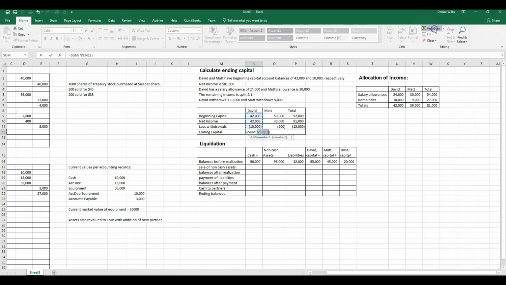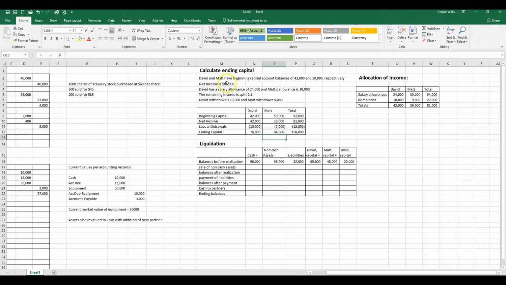42,000 plus 42,000 minus 10,000 is 74,000. 50,000 plus 39,000 minus 5,000 is going to give Matt an ending balance of 84,000. And if we did everything right, we should say 92,000 plus 81,000 minus 15,000 is 158,000. Let's double check our math, make sure they add across. 74,000 plus 84,000 does indeed equal 158,000. So the math worked out on that.